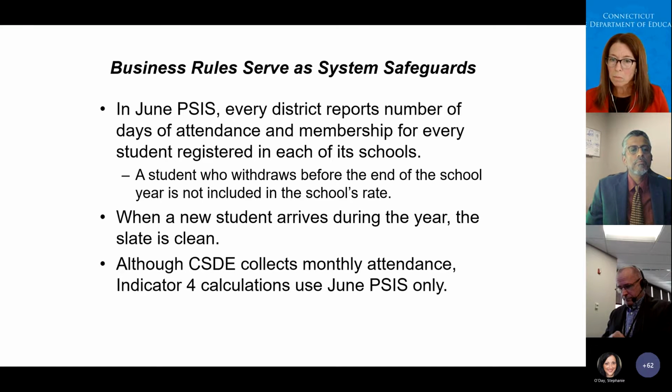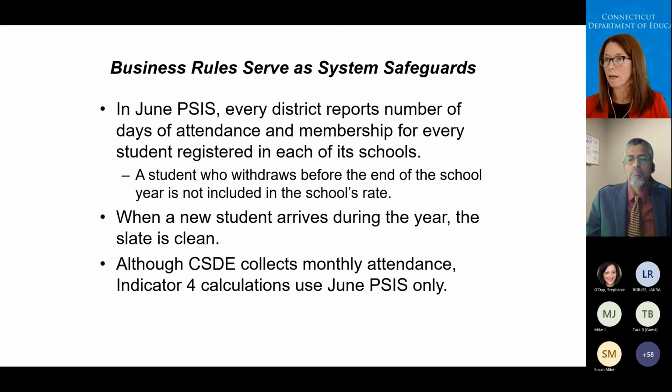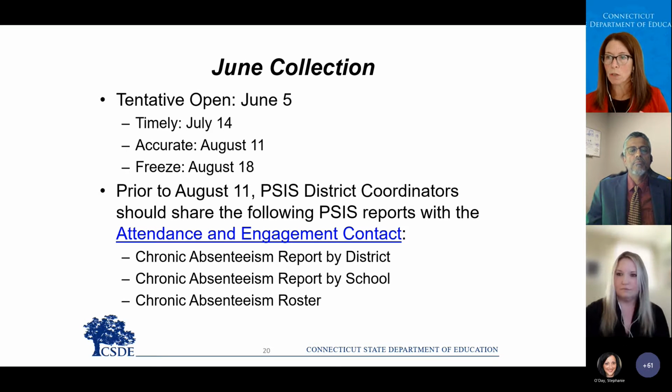And although CSDE collects monthly attendance, this is an important point, that's kind of a newer thing that we've been doing since COVID. And we think it's really useful information to be monitoring those data on a very regular basis and see where people are and bringing more attention to attendance at the school level. When we are calculating indicator 4, when we are reporting chronic absenteeism, we only use June PSIS. We are not using those monthly attendance files. I think that's an important point to remember. And so now the June collection, it's pretty important for this, and Corinne's going to talk about it.